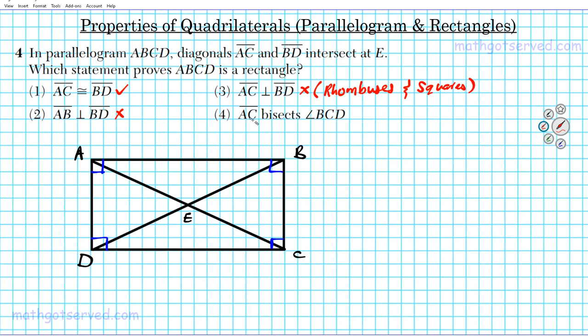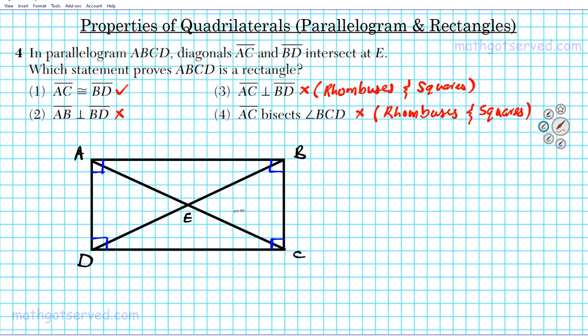Next one, AC bisects BCD. AC, that's this diagonal, bisects BCD, basically claiming that this angle right here and this angle are congruent. The answer is absolutely false. That is not a property of rectangles. Guess what? That property, a diagonal bisecting a vertex angle in a parallelogram, applies to rhombuses again and squares. Those are the only cases where the diagonals bisect the vertex angles.